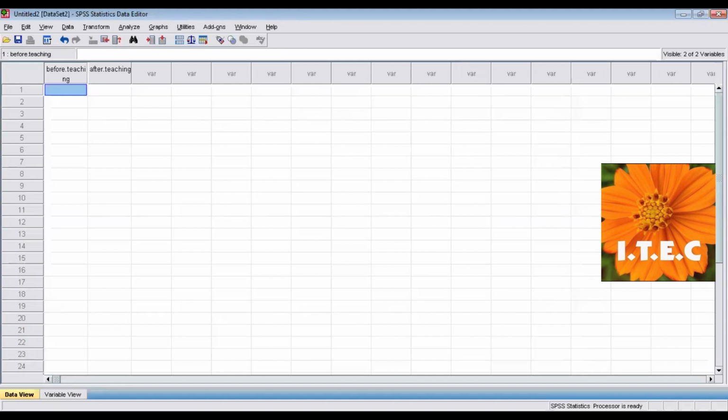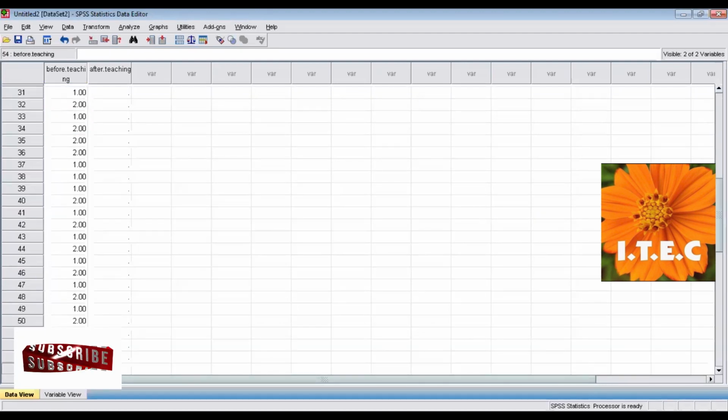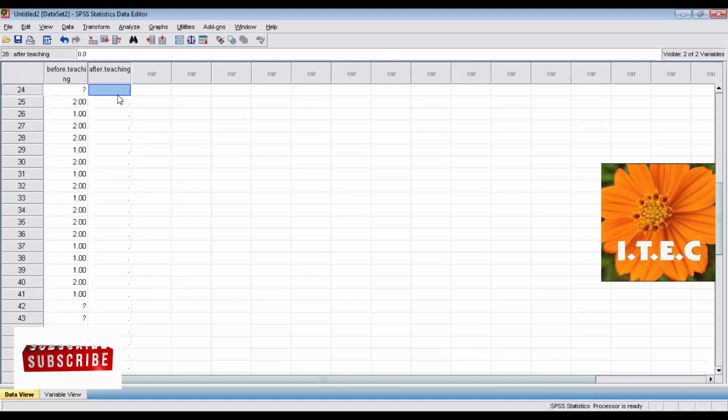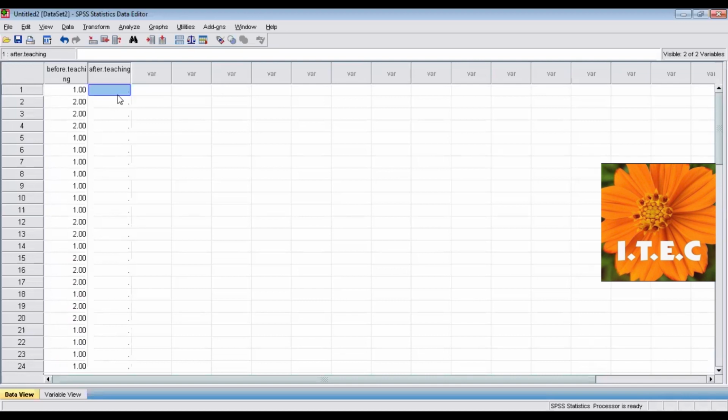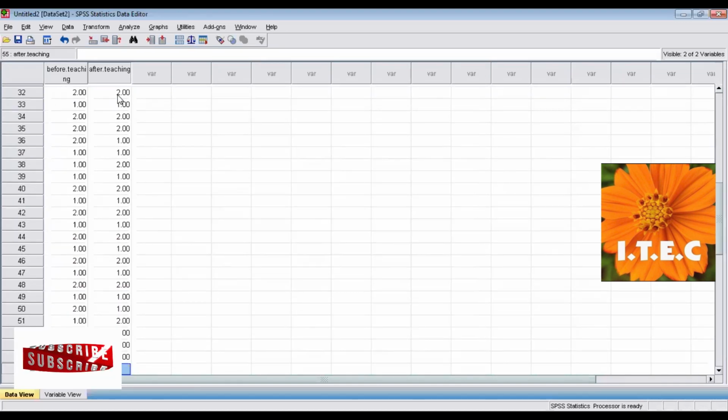Now suppose here it is before teaching. So the result is like this. Suppose I have this much. Now I will teach them through the concept attainment model. And after that, I again administer the same test. And then after that, I see the result. Suppose this is the data.